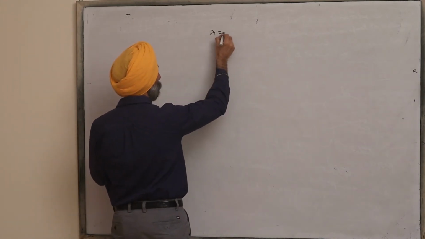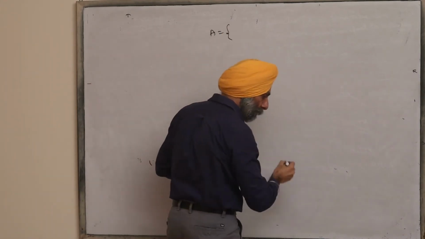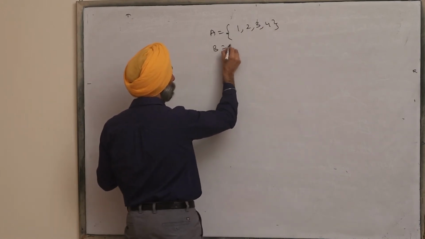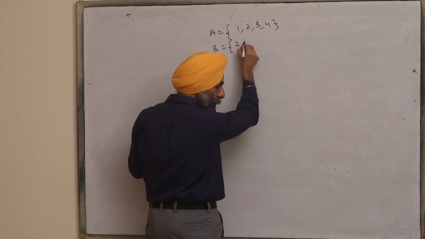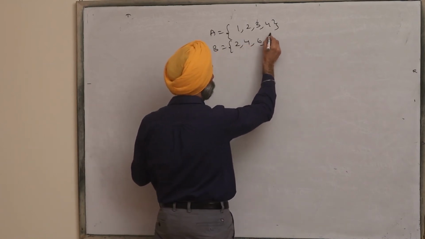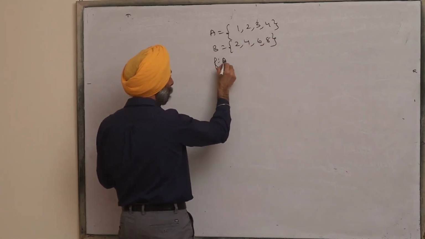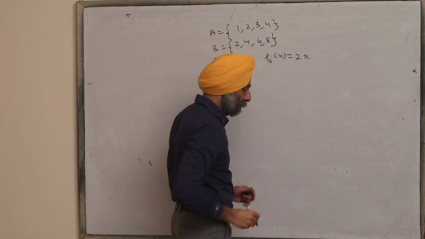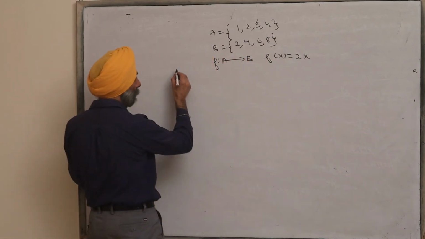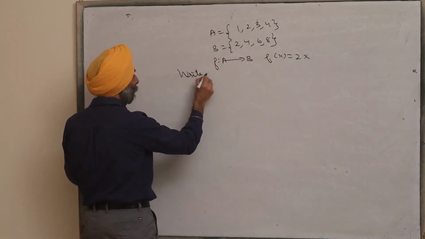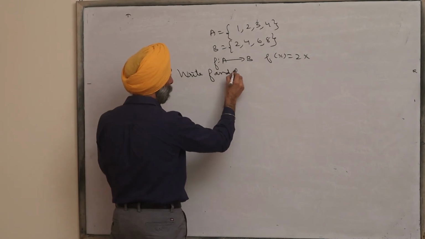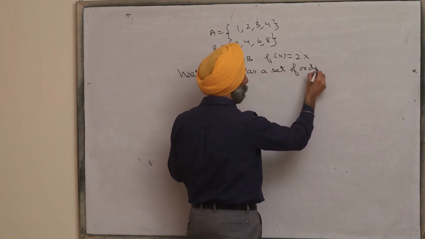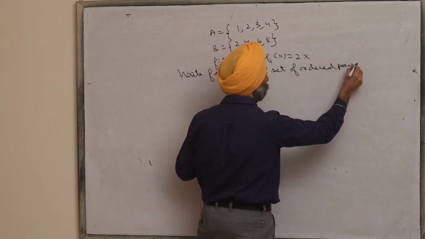If A is a set consisting of the elements 1 2 3 4, B is a set consisting of the elements 2 4 6 8, f is a function defined from A to B given by f(x) is equal to 2x, then write f and f inverse as a set of ordered pairs.